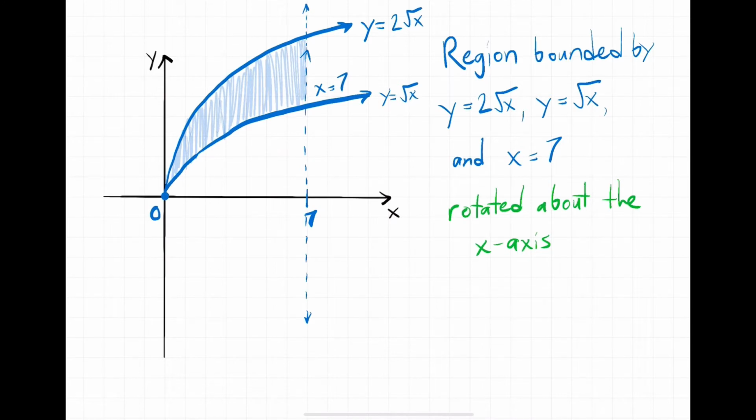As in the last example, we want to rotate this region about the x-axis to get a solid, a three-dimensional figure. Here's our x-axis, our axis of rotation. You can always draw a little circular arrow to show that you're rotating about that axis. And I will emphasize my axis here in green. And let's try and draw a rough idea of what this three-dimensional object looks like.